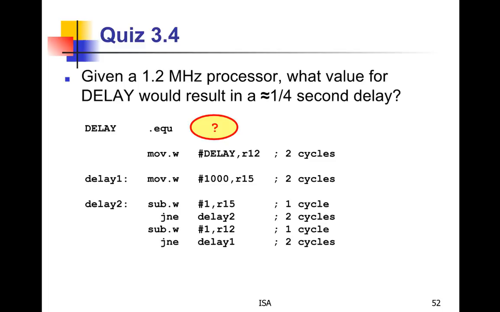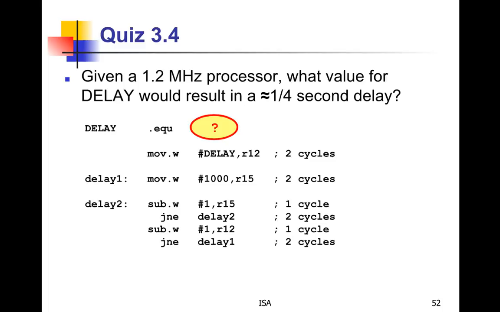So here's a quiz for you. You'll probably need to go back and listen to the last video or look over the slides for the last video. But the question is, given a 1.2 megahertz processor, what value for delay would result in an approximate quarter-second delay for this little assembly language program here?